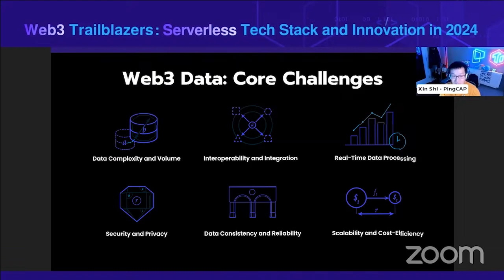Last but not least, scalability and cost efficiency. Given the economic situation, as a Web3 platform grows, we must scale effectively without incurring unpredicted cost. That makes everybody need to think about how to select the underlying technology, including the database, to provide a cost-effective architecture.